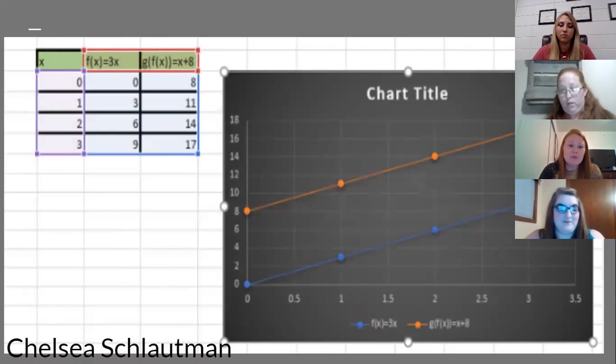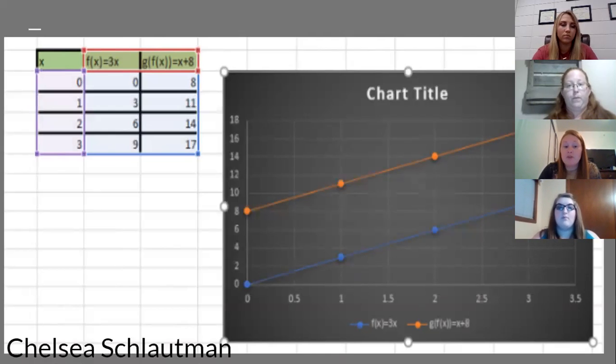So if you notice, once we plug it in, the f of x, if we plug that into g of f of x, it's going to be x plus 8. So you see we get 8, 11, 14, and 17 for the g of f of x. And for the f of x, we just have 0, 3, 6, and 9. And if you notice on the chart on the right-hand side, the f of x, which again is the blue line, starts at 0, 0, and then it moves up to 1, 3, and then it again moves up to 2, 6, and lastly 3, 9.